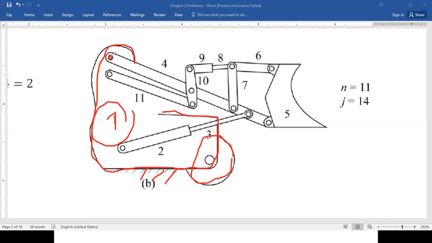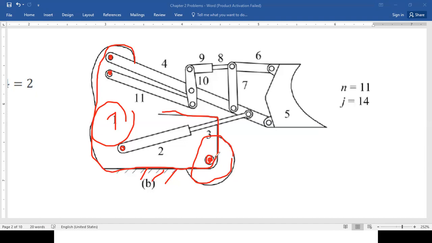You have 1, 2, 3, and 4. So this is a quaternary link. The ground constitutes a quaternary link because we have 4 other links connected to it. So it has 4 nodes. Okay.